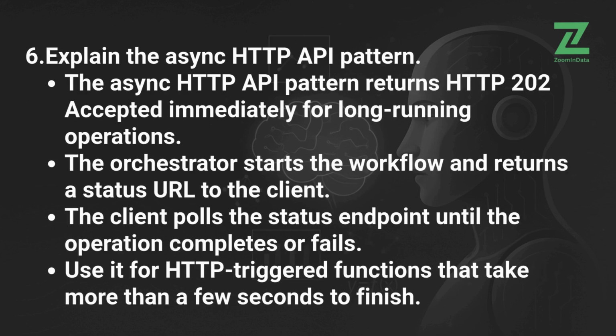Explain the async HTTP API pattern. The async HTTP API pattern returns HTTP 202 accepted immediately for long-running operations. The orchestrator starts the workflow and returns a status URL to the client. The client polls the status endpoint until the operation completes or fails. Use it for HTTP-triggered functions that take more than a few seconds to finish.